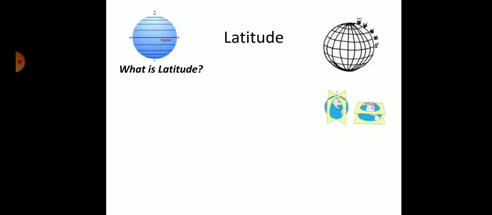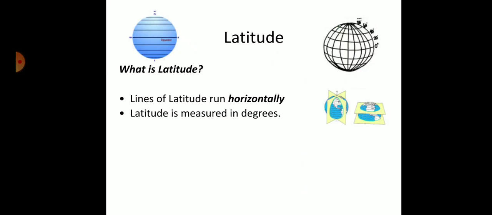Latitude. What is latitude? What do you think latitude means? Lines of latitude run horizontally. Latitude is measured in degrees. So when we say horizontally, try to create a line from left to right. Okay, so that is latitude. And these are imaginary lines. The equator is 0 degrees latitude.